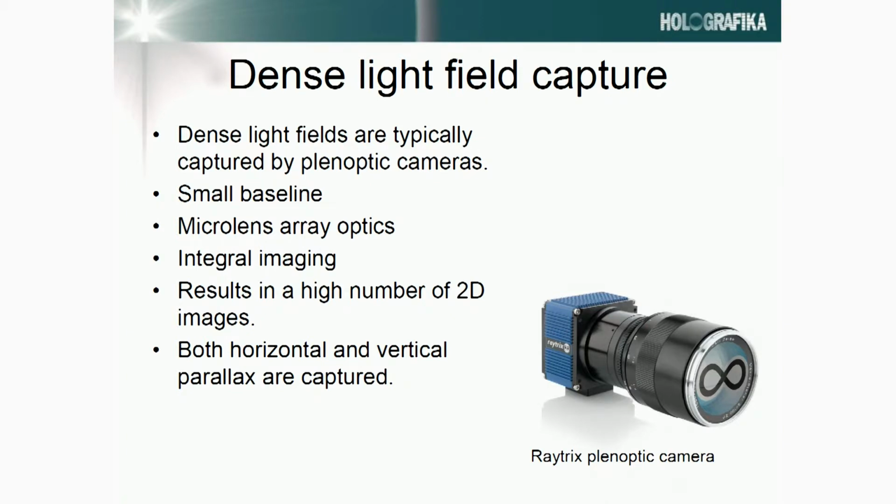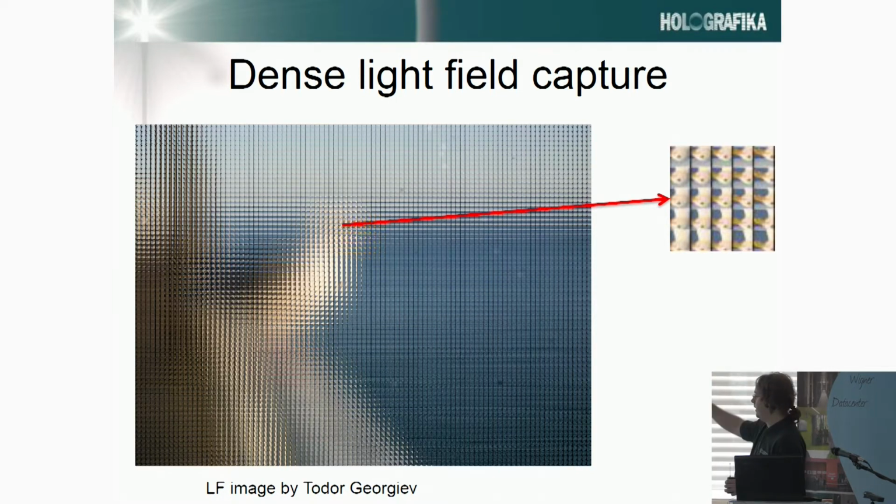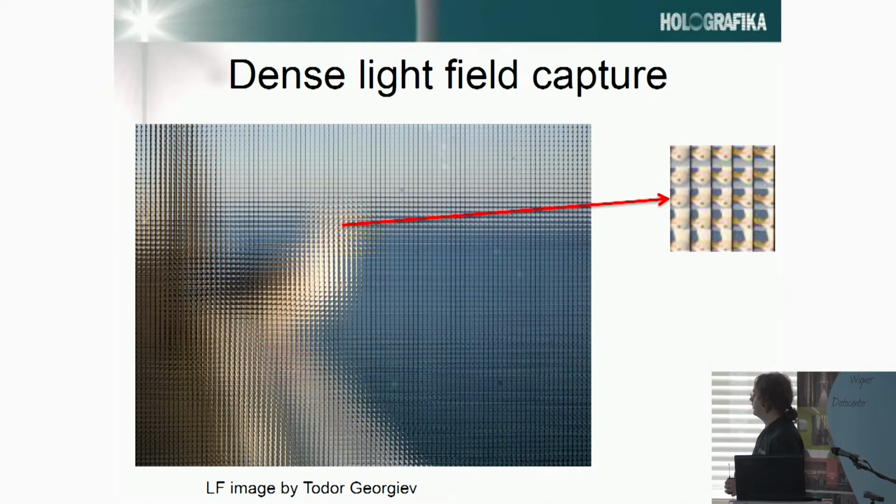We have micro-lensing optics in front of a normal, high-resolution camera, which will result in a high number of 2D images. And this type of arrangement usually supports both vertical and horizontal capture. This is what it looks like. There is a fly eye lens, and through the lens you capture multiple directions and multiple angles of the same scene.